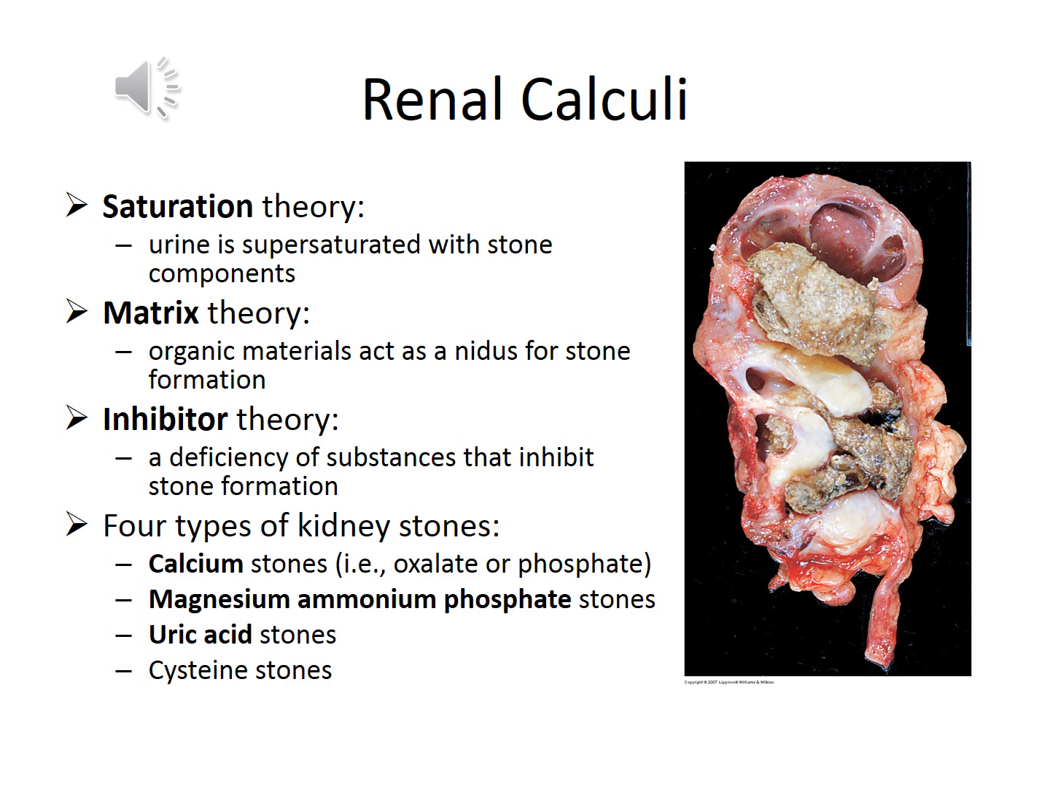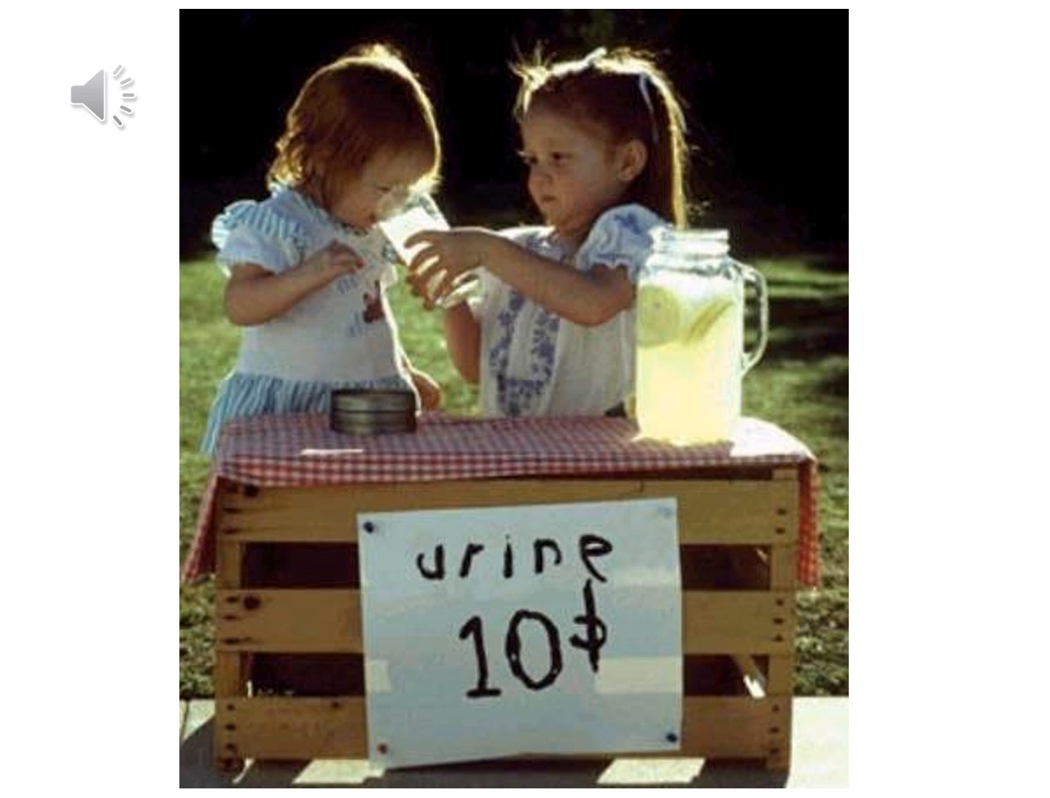The final theory is really the inhibitor theory, that there's some substance in our kidneys that inhibits stone formation, and there's a deficiency of that. So I think the first two theories are probably a little bit more significant when it comes to the formation of renal calculi than the third one is. All right, stay away from that lemonade stand. It does not taste very good.